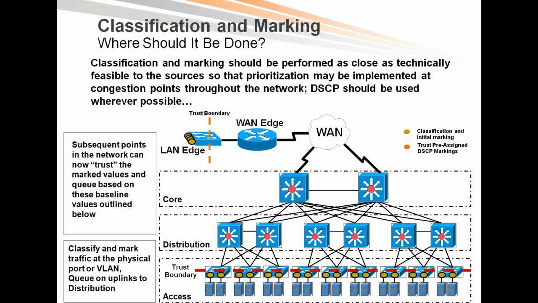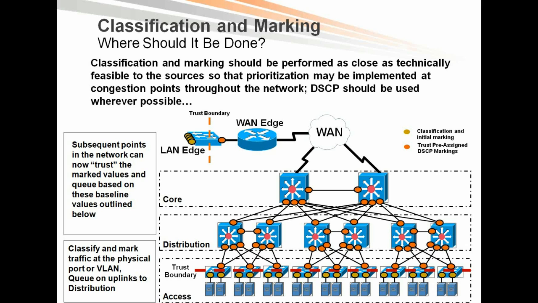It's already been marked, so we can queue the traffic, but we trust the markings, per se, from a DSCP perspective as we move to the distribution in the core into the network. The other piece of this is that we may want, at the WAN edge, the main congestion point of the network, to dive deeper into the packet.